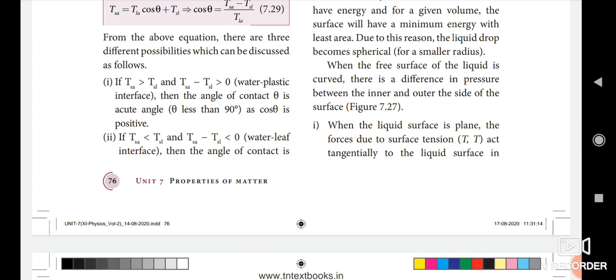In this case, the surface air is greater than surface liquid, which means TSA minus TSL value will be greater than 0. So here the angle of contact that takes place between the water and plastic interface makes the angle of contact theta an acute angle. Acute angle means the theta value will be less than 90 degrees. Here the cos theta value will be positive. Okay, you understand? So this is the first case.